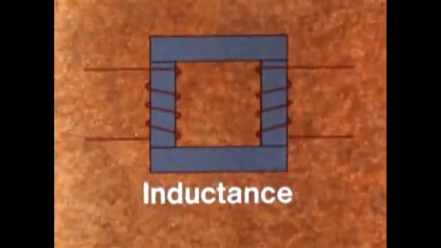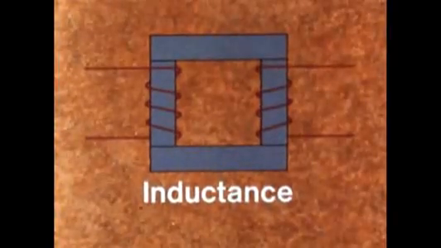We've thought about alternating current, and we will now be seeing how it makes transformers possible. But to do so, we must first think about inductance.